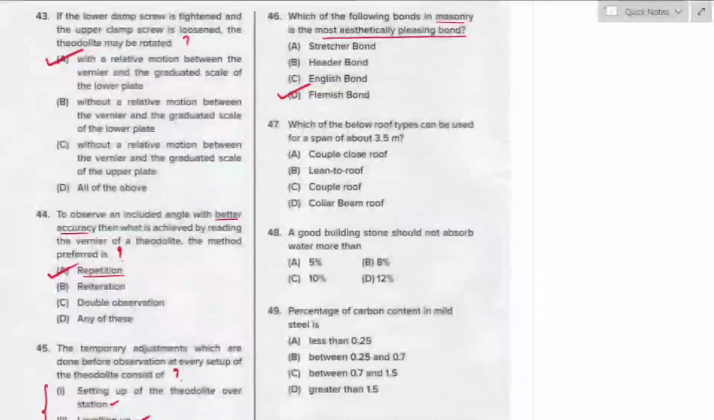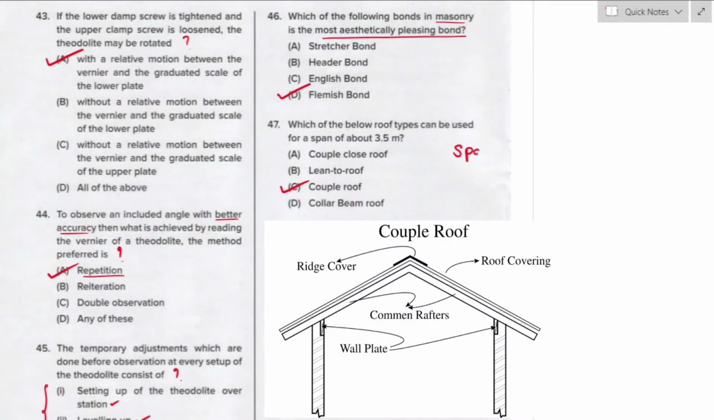Question number 47. Which of the below roof types can be used for a span of 3.5 meter? For a span of 3.5 meter, it would be a couple roof. Option C is the right answer. So, if the span of the roof is 2.5 meter, lean to roof will be considered. And suppose if the span of the roof is 4.6 meter, collar beam roof will be adopted.